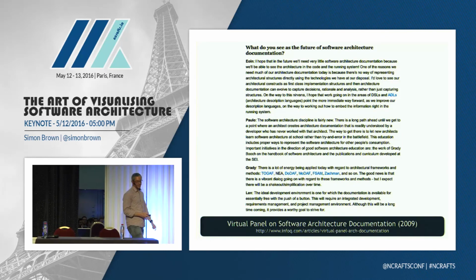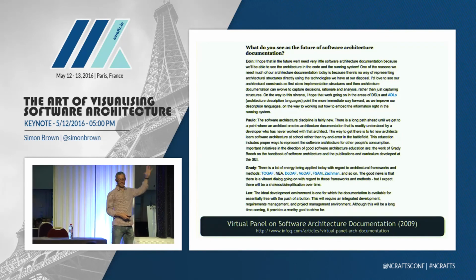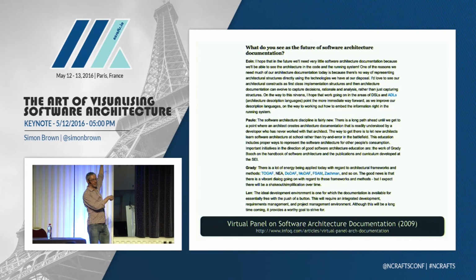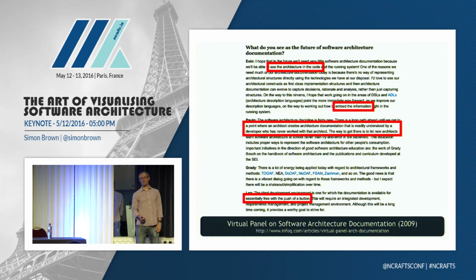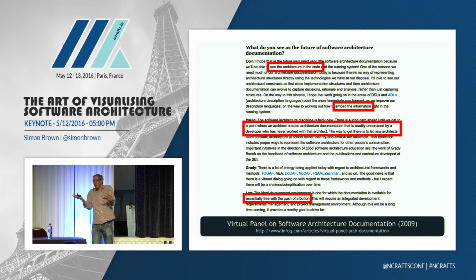A couple of quick notes on this before we go for beer. There was an article based upon a virtual panel from 2009 on the state of software architecture documentation. A bunch of famous people involved. They all said similar things back in 2009. I want to see the architecture in the code. I want to embed architecture information in the code. The documentation should be free. I want somebody coming to me who's never worked with me before and they understand what I'm talking about. We've not got there yet.